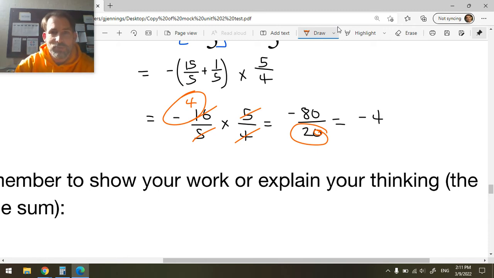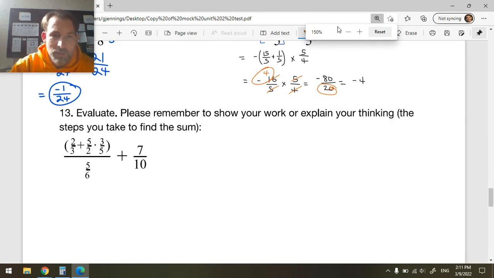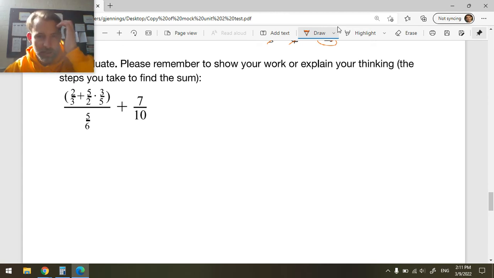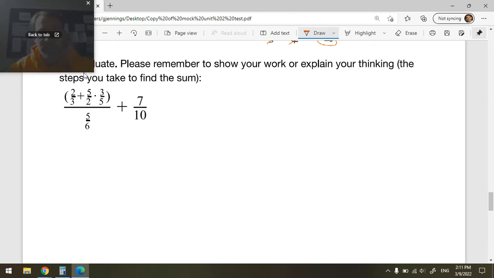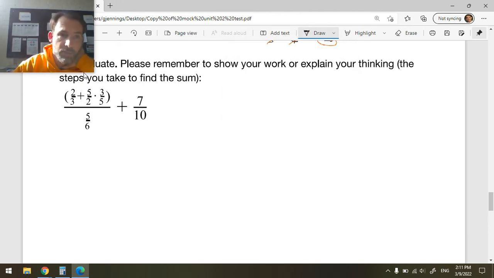Come on. Unzoom. Unzoom page. There we go. Evaluate. Please show your work or explain your thinking, the steps you take to find the sum. Okay, so we want to sum this together. We want to add her up. Oh, I'm over time. I need to speed up. Oh my goodness, I thought I was almost done. Okay, soon it's going to be ding dong.